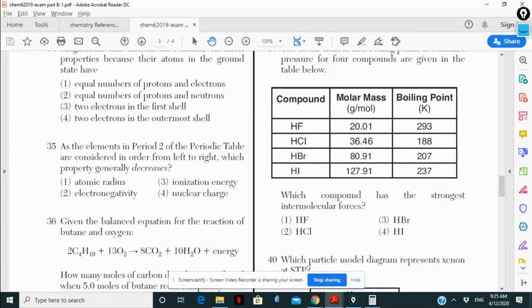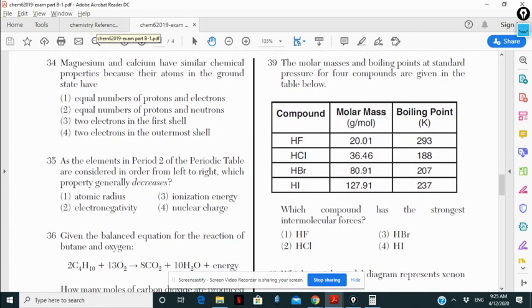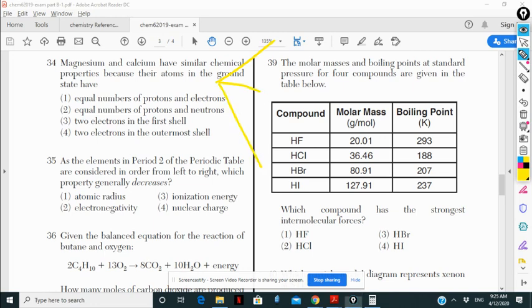Question number 39. The molar masses and boiling points at standard pressure for 4 compounds are given in the table below. Which compound has the strongest intermolecular force? When we're talking about intermolecular force, I have 3 categories: hydrogen bond, London force, dipole-dipole.